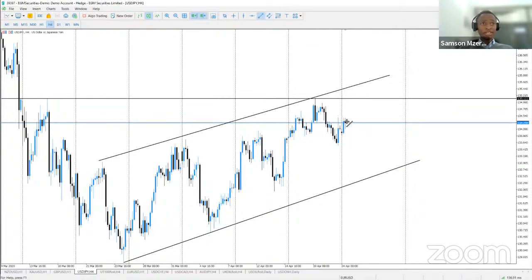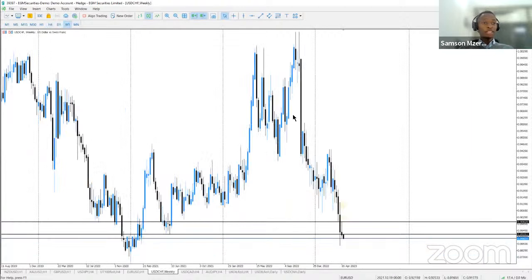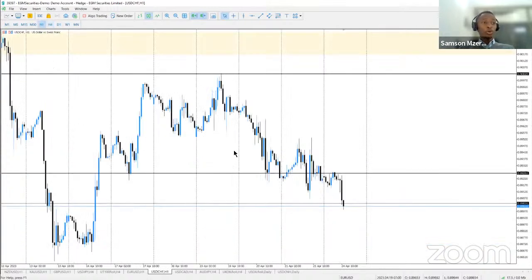However, the alternative scenario is if we break this area, that's when we'll be looking to get in, looking for buying positions. And then the other one we've talked about is USD Swiss franc. If you look at the Swiss franc, all the way from the weekly chart, we've just been going lower. And what we've read here explains why we expect this to continue even lower. So in this case, because the expectation is a downtrend, it's good to just wait and look for selling opportunities.